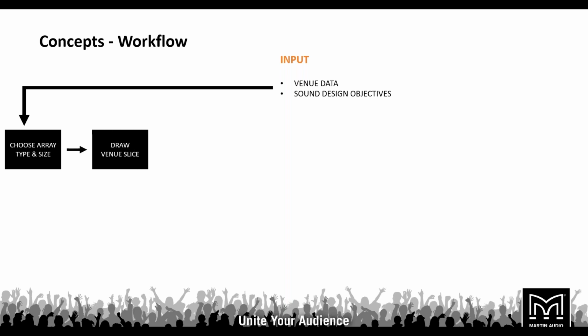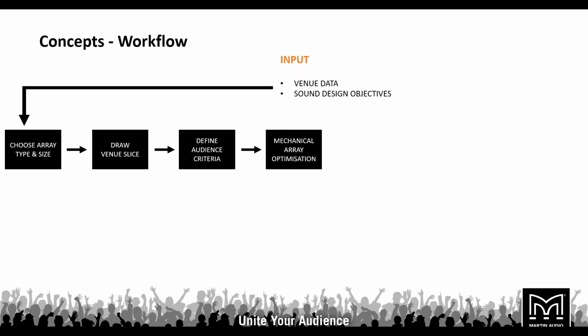So after we choose our array type and our box count, we start by drawing our venue slice. So we grab that venue data that we spoke about above, draw a little slice of the venue, get all our dimensions correct, and proceed on to defining our criteria. So where our audience is, isn't, our target SPL, our variation, all that fun stuff. From then on, the software will start working for us.